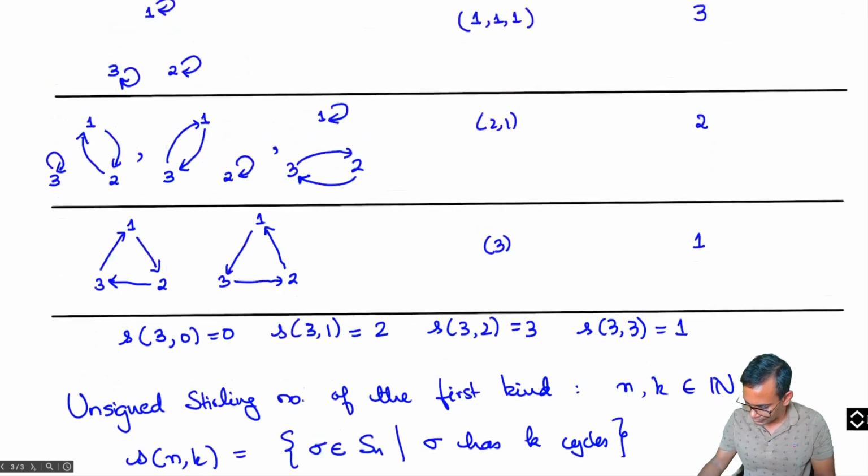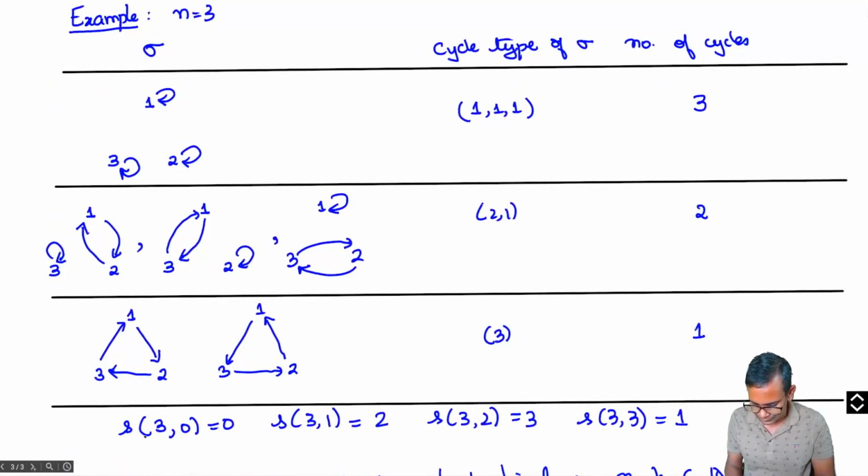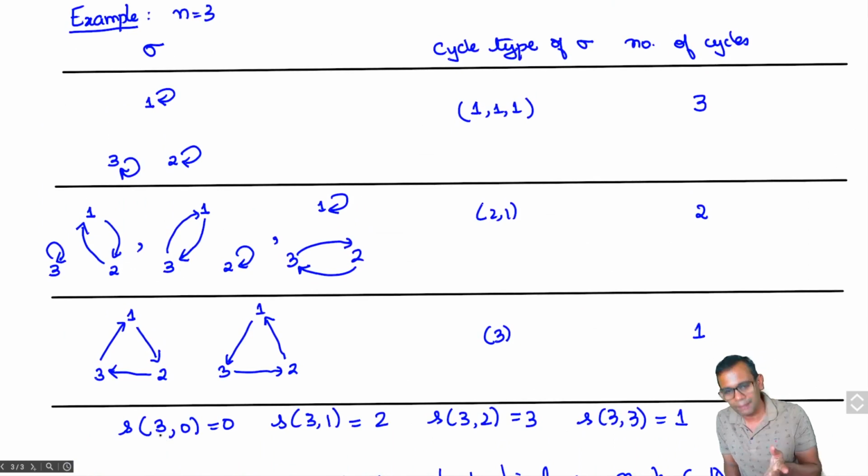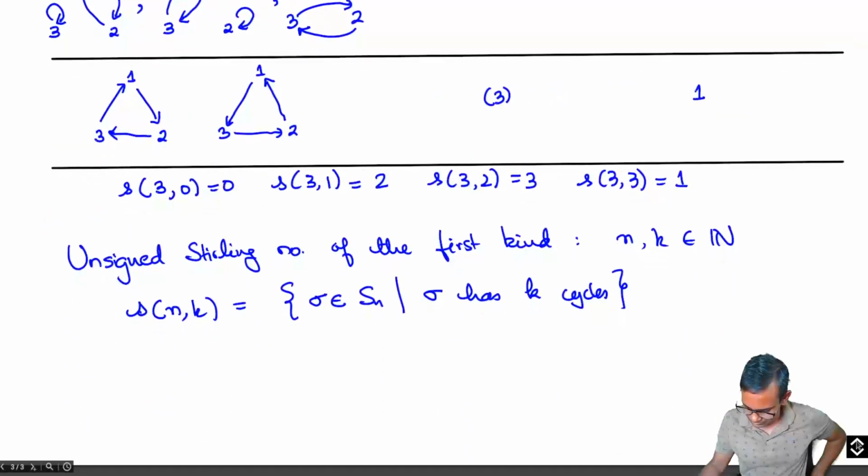So here, from this table, we see that of course you cannot have a permutation with 0 cycles at all unless n itself is 0. Every permutation has at least 1 cycle. So s 3 0 is 0. s 3 1, well, there are only 2 permutations with 1 cycle. So s 3 1 is 2. s 3 2 is 3, the 3 permutations in S3 with 2 cycles, and there's 1 permutation in S3 with 3 cycles.